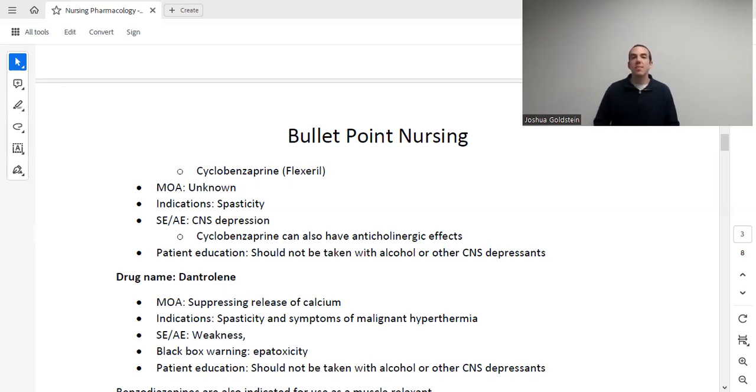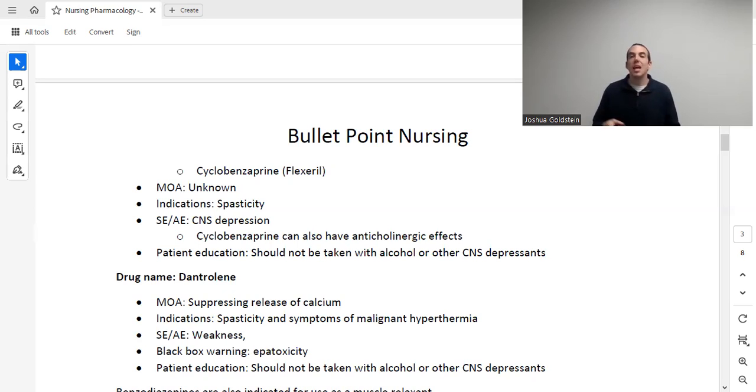These drugs do have an adverse effect of CNS depression. Most of them do have the same effects as a GABA agonist, meaning that they slow down CNS processing, which leads to sedation, weakness, drowsiness, fatigue, etc. Cyclobenzaprine specifically will also have anticholinergic effects.